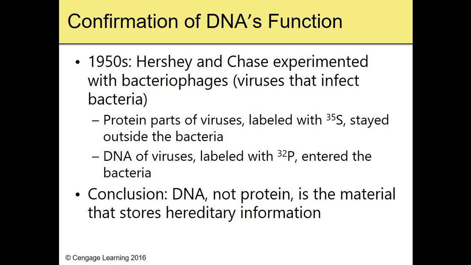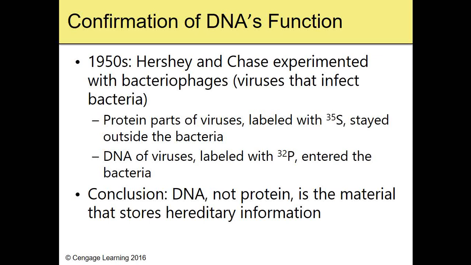And so later on in the 1950s, there was a couple called Hershey and Chase, and what they did was they took a bacteriophage, and that's just a big fancy term for a virus that infects a bacteria. They kind of look like a little spaceship. I'll show you a picture here in just a second. But what they did was they labeled different parts of that bacteriophage, and they looked at where those parts went, and so they used 35 sulfur, and then they also used 32 phosphorus.